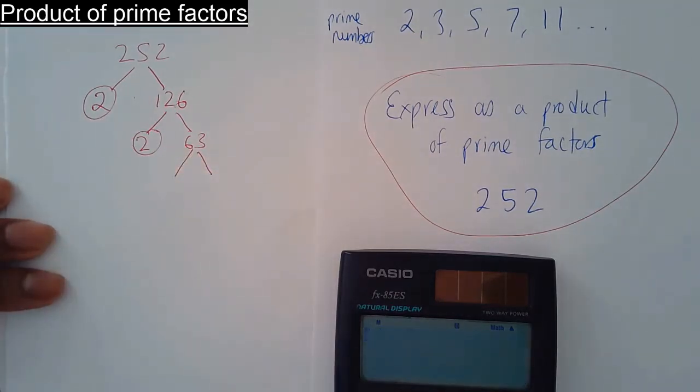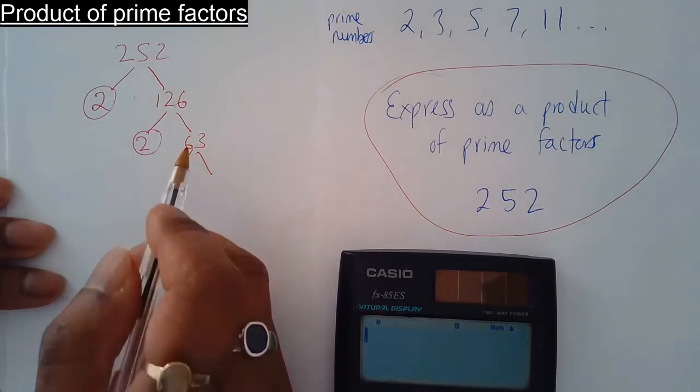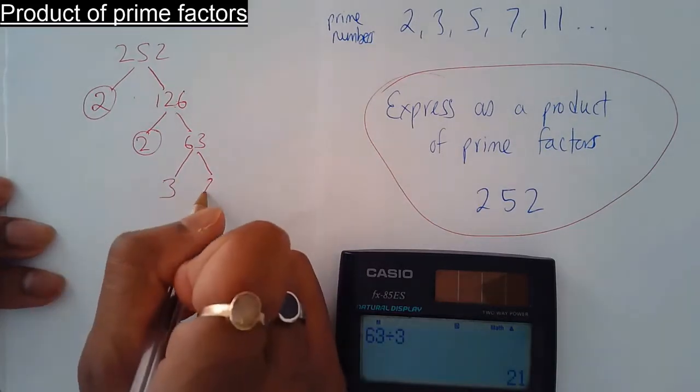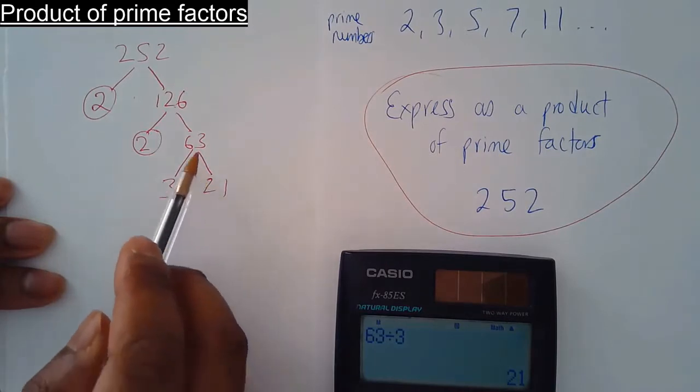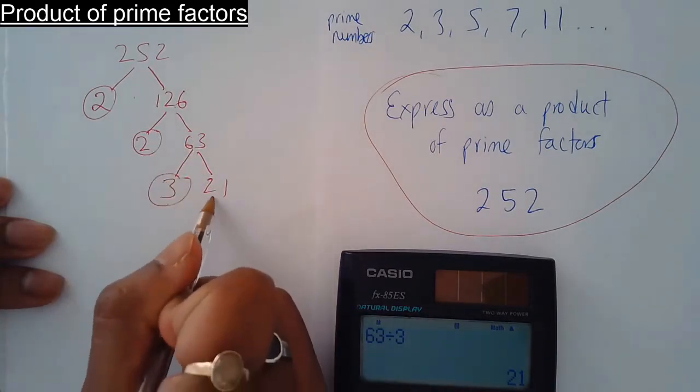Now 63 is an odd number, so 2 doesn't go into it. Maybe 3 goes into it. 63 divided by 3, 21. So we know 3 times 21 is 63. But which one's a prime number? This one's a prime number. Let's break this down further.